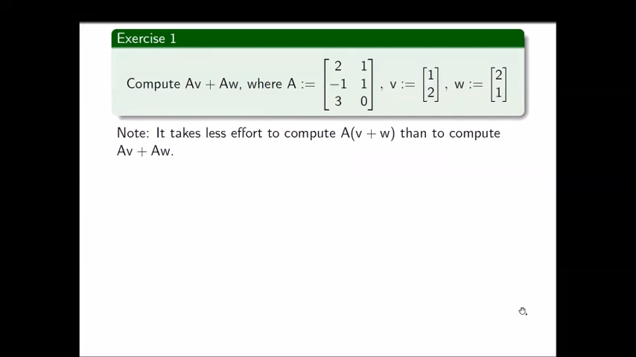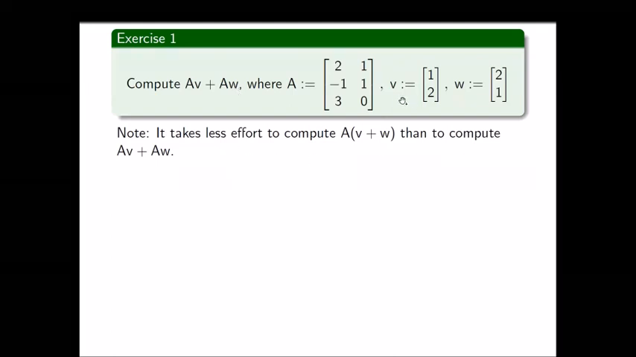Let's look at an exercise. So we're given two vectors, V and W, and we're given a matrix A. And we want to compute AV plus AW. So one way to do this could be, we multiply A with V and then we multiply A with W, and then we add the two resulting vectors together.